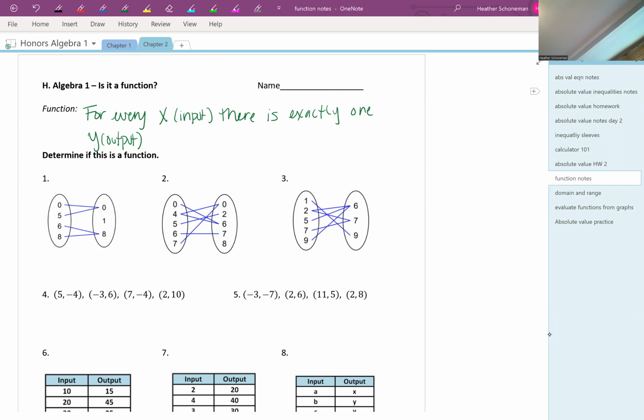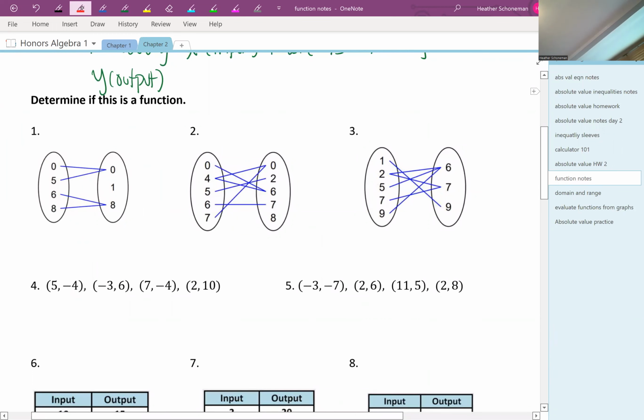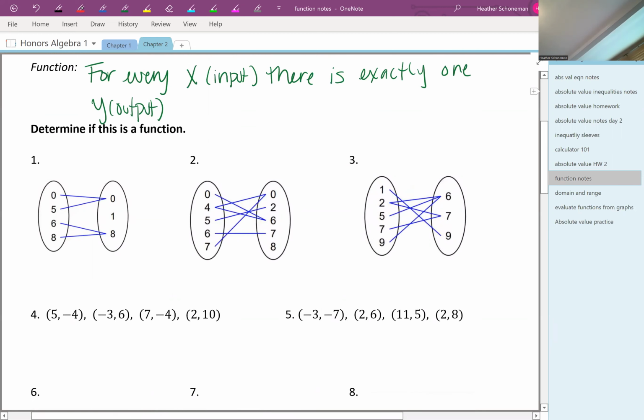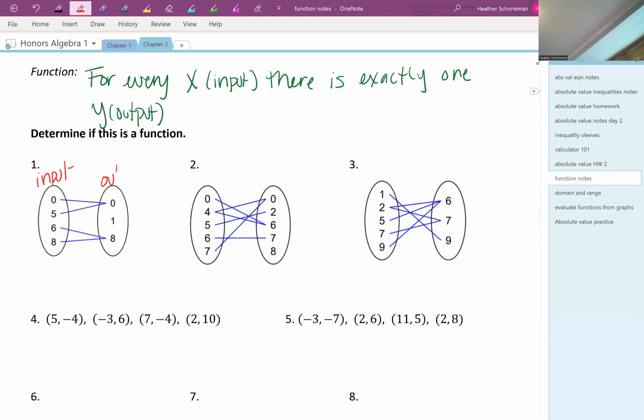So if we look at these, the first we've got some maps. And if we look at the first one, I think if we compare a yes to a no, you can pretty quickly see which one's which. So if I look at number one, this is my input right here, and this is my output. My input is always my X and my output is always my Y. If I plug in 0, I get a 0. If I plug in 5, I get 5. If I plug in 6, I get 8. If I plug in 8, I get 8. It doesn't matter what my X is. When I plug it in, I just get one answer. So because of that, it is a function.